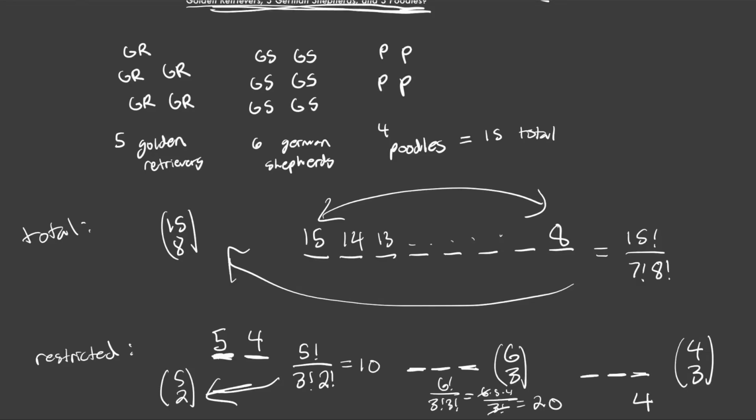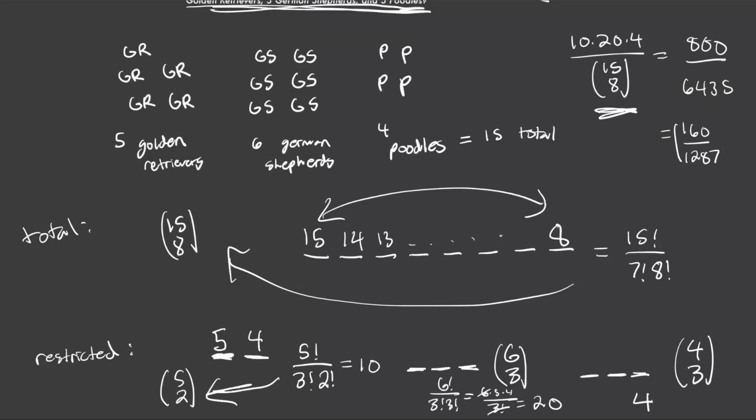So for the total possible outcomes in our restricted space, we just multiply these 3 things together, so we get 10 times 20 times 4 divided by 15 choose 8 for our probability, because this was our total, right? This is just 800 over 15 choose 8, which you're going to need a calculator for. And then when you simplify that, you're just going to get 160 over 1287. So that's going to be our final answer here.